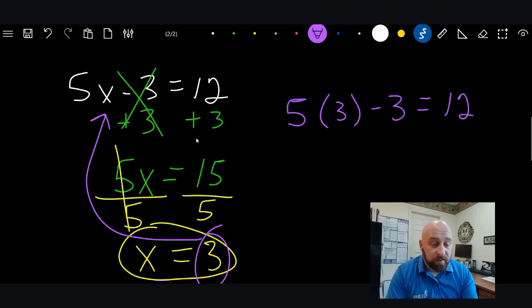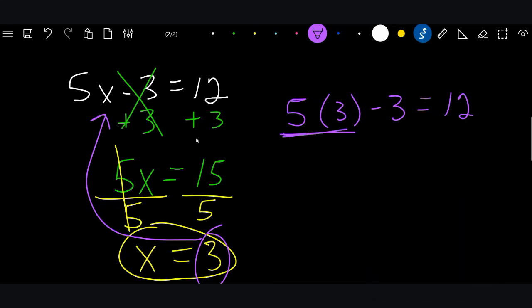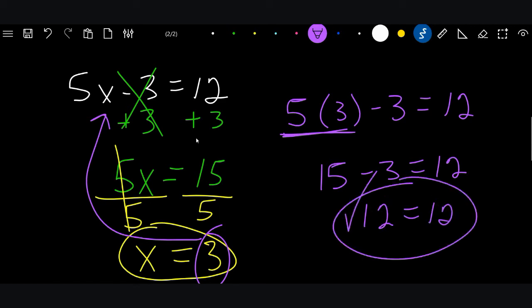Now we have to see if this is correct. So we would do this first. Order of operations tells us to do multiplication first. So we'd get 15 minus 3 equals 12. 15 minus 3 is 12, equals 12. And so that is a correct solution. If that was like 10 equals 12, then we knew we had done something wrong. So if that does not come out right, then we know we've got to go back and figure out where we messed up to get the wrong answer.